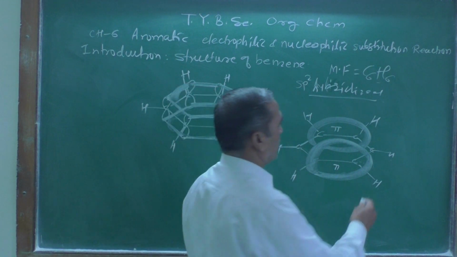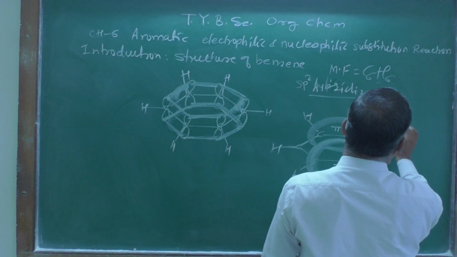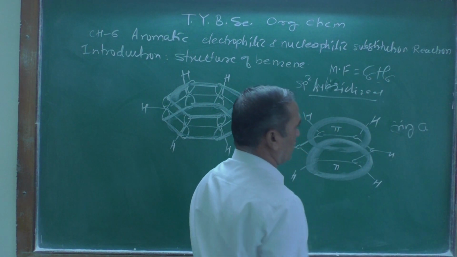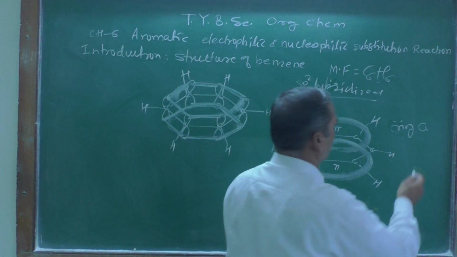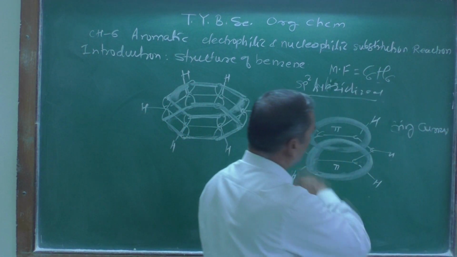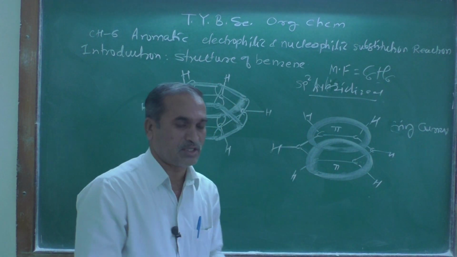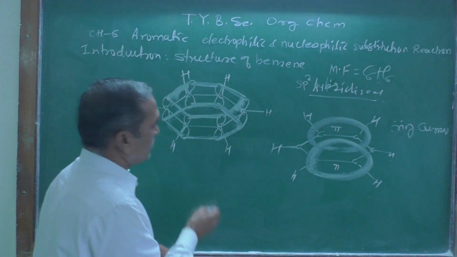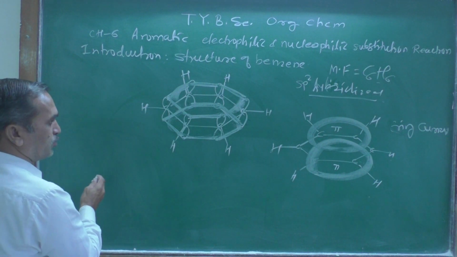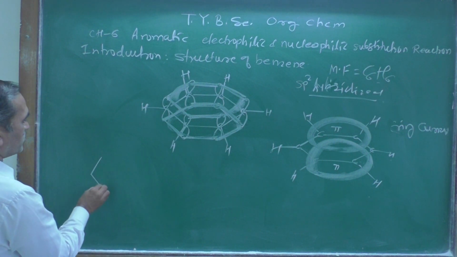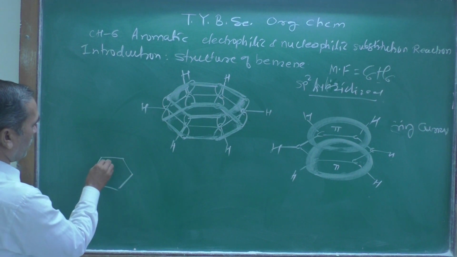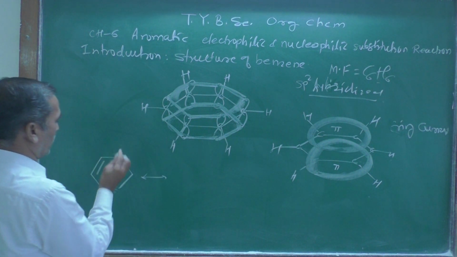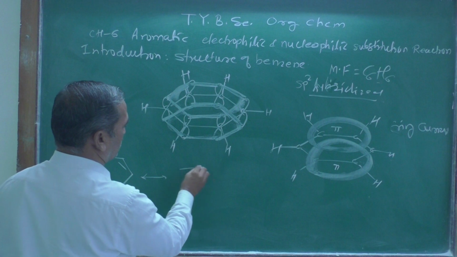So a ring current is formed, a current ring, or what we can call this type of coil. The ring current is formed like this, and the hydrogen atoms are outside that ring distribution. Generally we show benzene like this. Simply, this is the structure of benzene, with alternating carbon-carbon double and single bonds, or we write a resonating form of this structure like this.